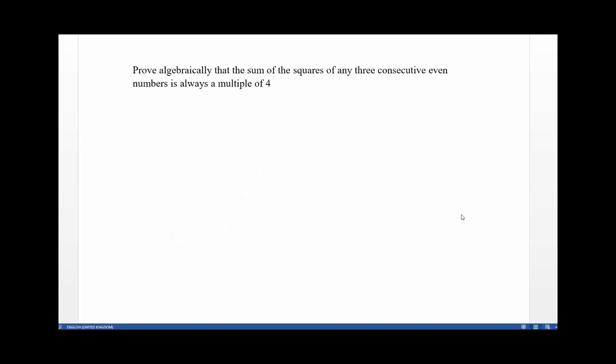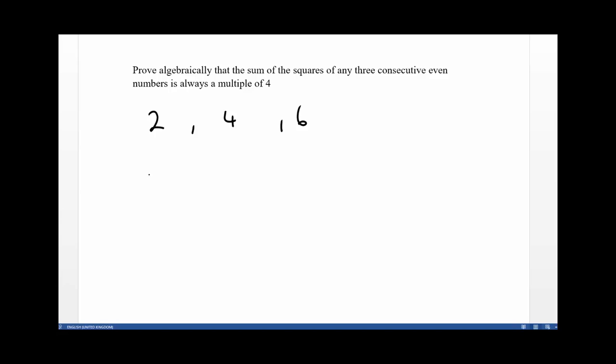Question number 5. Prove algebraically that the sum of the squares of any 3 consecutive even numbers is always a multiple of 4. Consecutive even numbers, 3 of them as well. So that's 2, 4, and 6 because they're even numbers and they're consecutive even numbers. Okay, why are they consecutive? Because 3 is odd, so therefore it's not even.